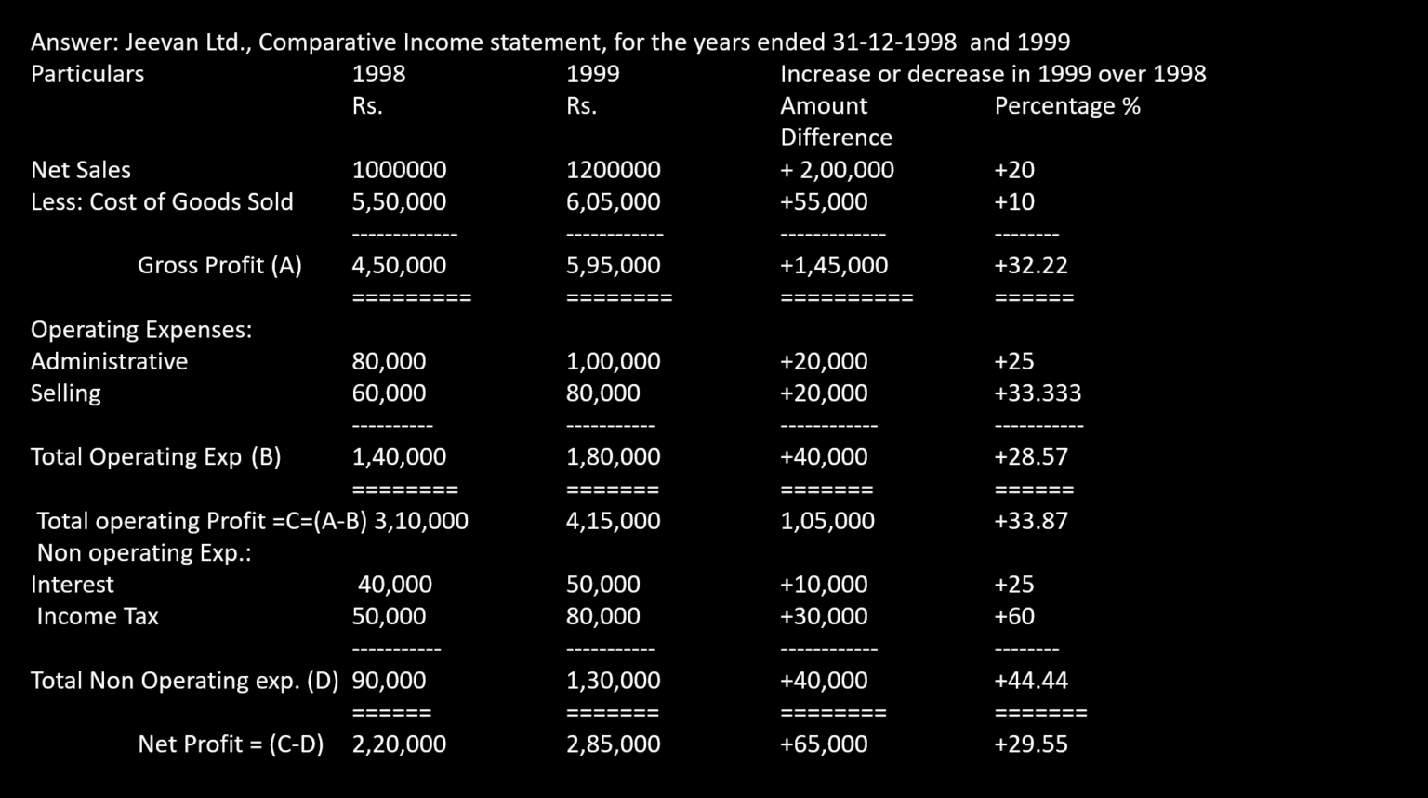So once again, now I found out the operating profit. Then non-operating expenses are given. I make a total for non-operating expenses and name it D. Now my total operating profit minus my non-operating expenses: 3,10,000 minus 90,000, then 4,15,000 minus 1,30,000. Then 1,05,000 minus 40,000 will give me 65,000. Last year my net profit is 2,20,000. Current year my profit is 2,85,000. What is the net increase here? 65,000. Therefore again, 65,000 divided by 2,20,000 into 100.